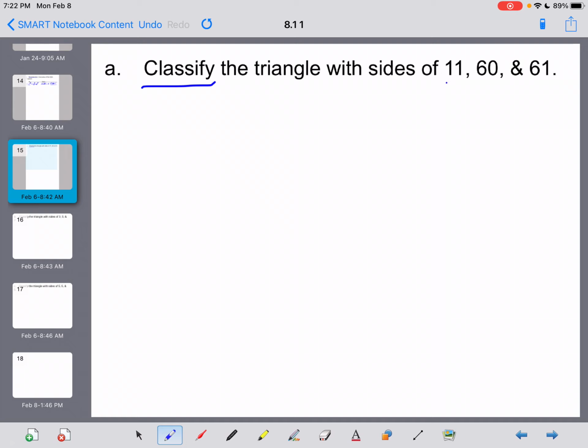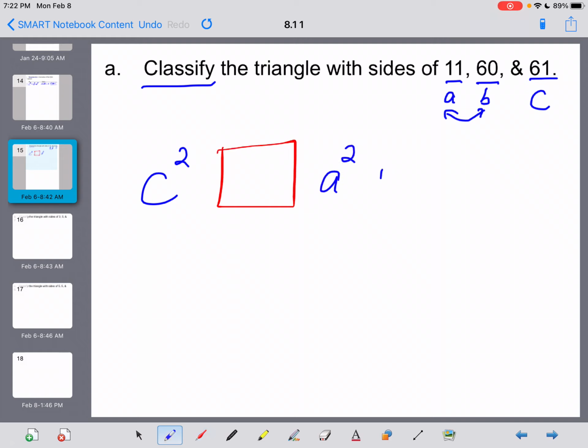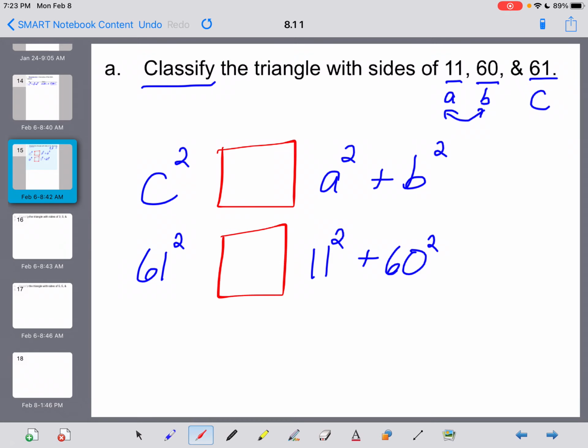So the smallest of the 3 sides we're going to call A. The middle side is going to be B, and actually these two don't really matter which one is which, but what is important is that the longest side is C. And we're going to try to set up this connection right here, C squared, and then there's going to be some relationship that goes in this red box. I'll get to that in just a second. A squared plus B squared over here on the right. So in this problem, our C value is 61, our A value is 11, and our B value is 60. And again, I don't know what goes in this box yet, so I'm just going to leave it blank.